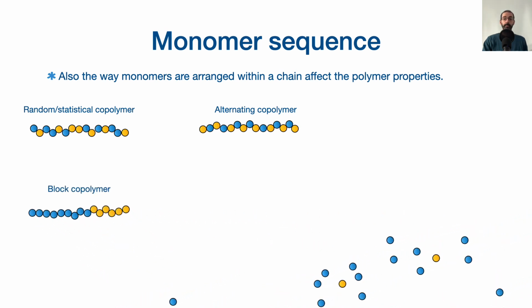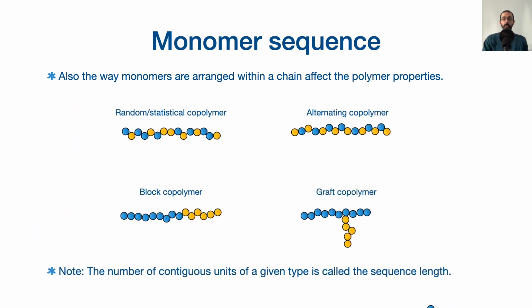We could also have block copolymers. So we first polymerize one type of monomer and then the other. And again, we could have a graft copolymer. So we would have a backbone, right? In this case, the blue one. And then from there, a graft arm, so-called, would arise here, the yellow one. Now, the monomer sequence, if you will, extends the concept we saw before. Each monomer brings different physicochemical properties, and combining them in different sequences will also affect the polymer properties.